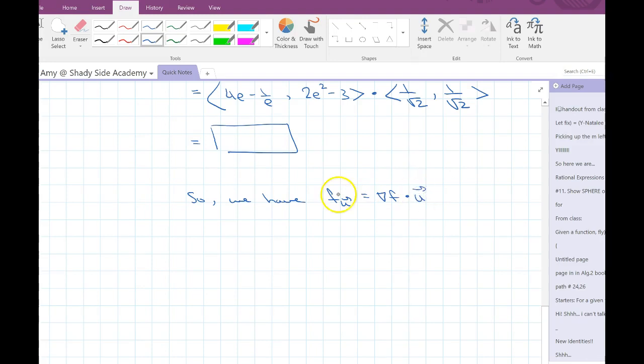Okay, and look here, this is just another notation for the directional derivative of f in the direction of u. So it's just another way of writing directional derivative, right? So this is the derivative of f in the direction of vector u. Okay, so we have this.